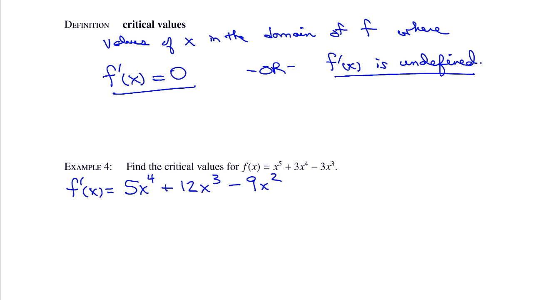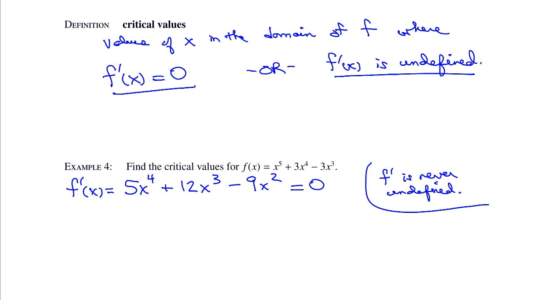Okay. What type of function is the derivative? What is it? It is polynomial. Polynomial functions are continuous and defined where? Everywhere. So this, since it's polynomial, is never undefined. Okay? So f prime is never undefined. So we get no contribution from this second part of the definition of critical value. So all we do is we rely on the first part where it's equal to 0, and then we just solve for x. Okay?